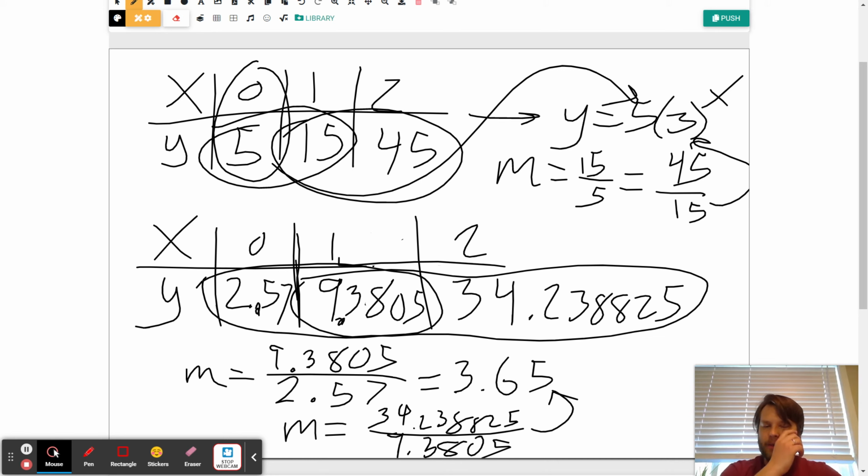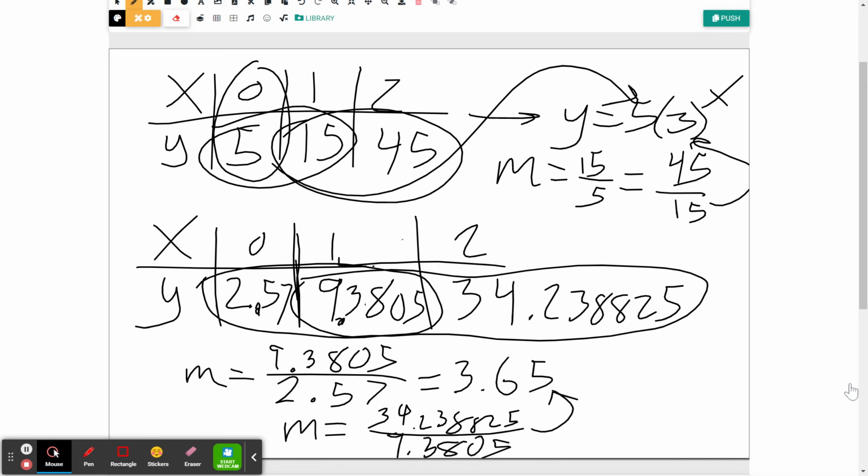also gives me 3.65. And so using those pieces of information, no matter how hard the numbers are, I can write the equation. Here we have y equals 2.57 repeatedly multiplied by 3.65. And that's how you find the common ratio.